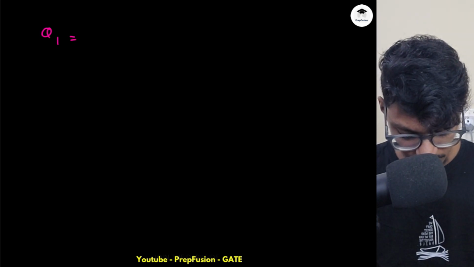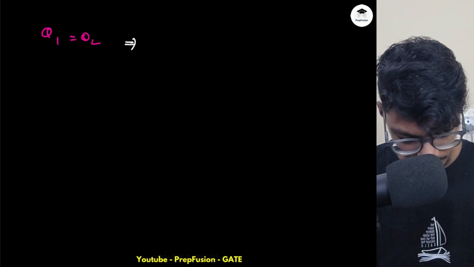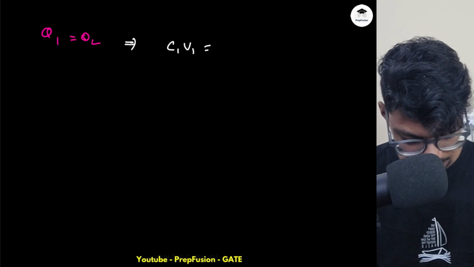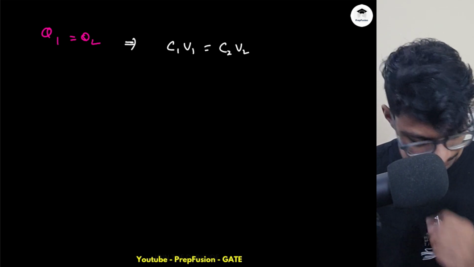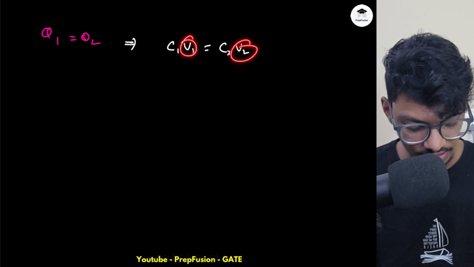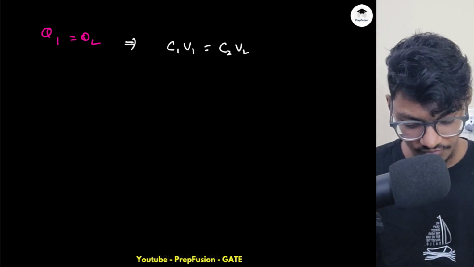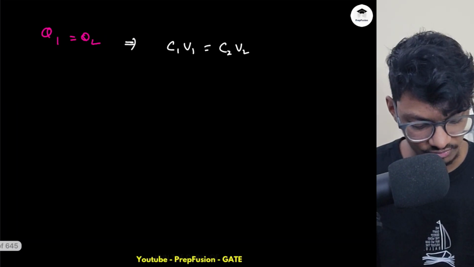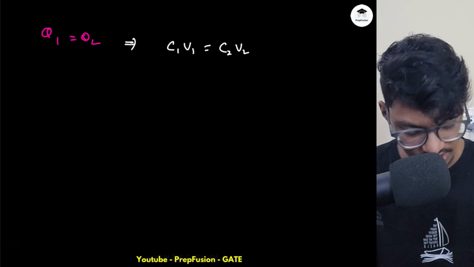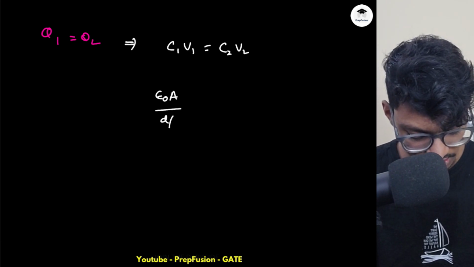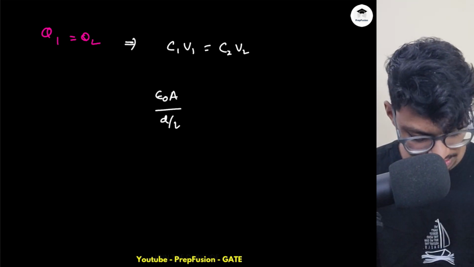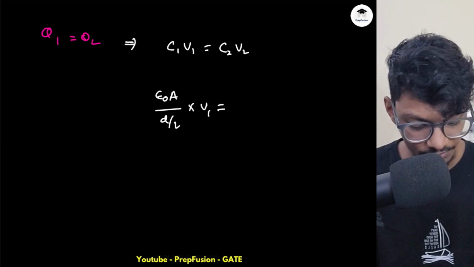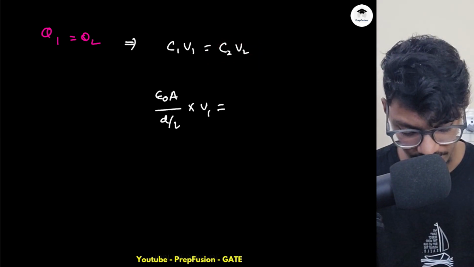charges. So Q1 equals Q2. If Q1 equals Q2, I know C1 V1 equals C2 V2. So once I choose this as maximum, another time I will choose this as maximum, right? So if I choose V2 to be maximum, it is operating at its maximum rated capacity, 150 kilovolts. What will I get? So what is C1? C1 is epsilon naught A divided by D by 2. C1 and C2 are almost the same. Into V1, I don't know the V1, but I am operating the second capacitor in maximum rated condition.